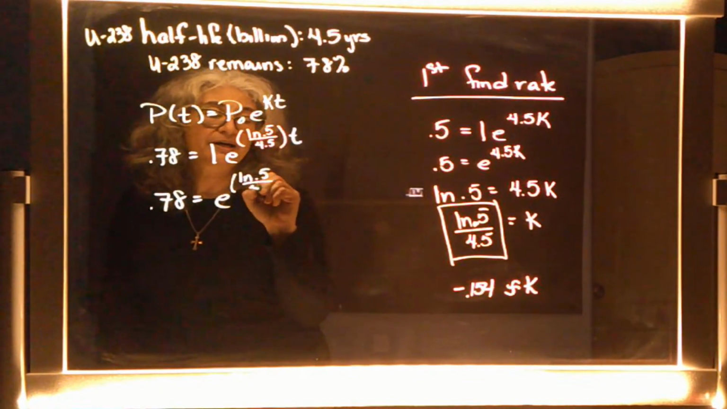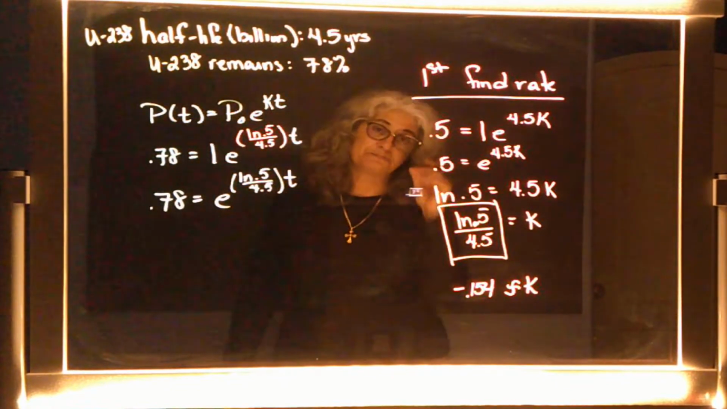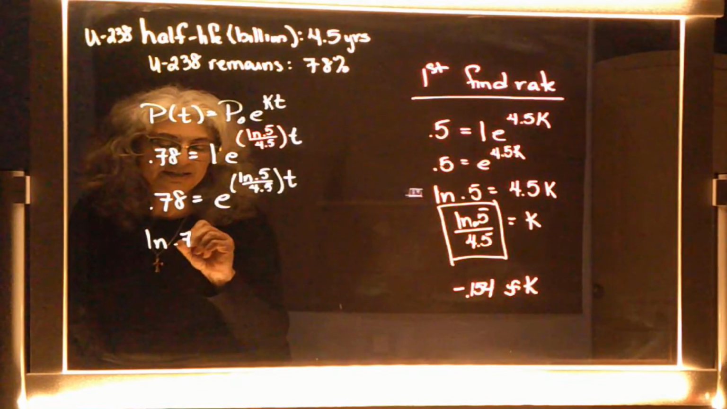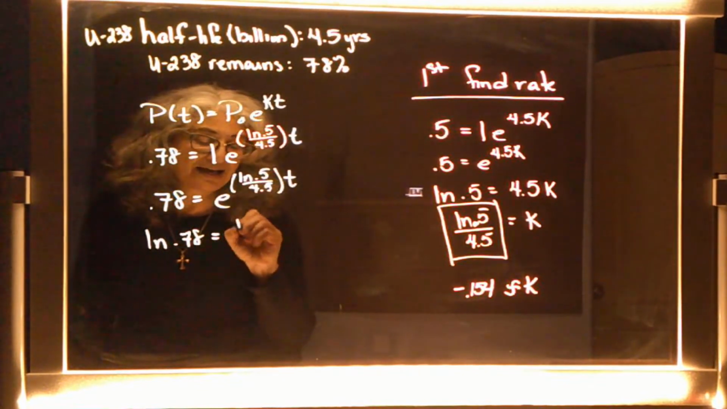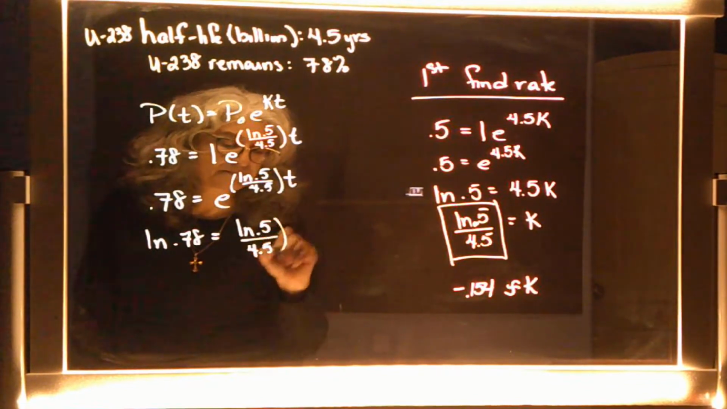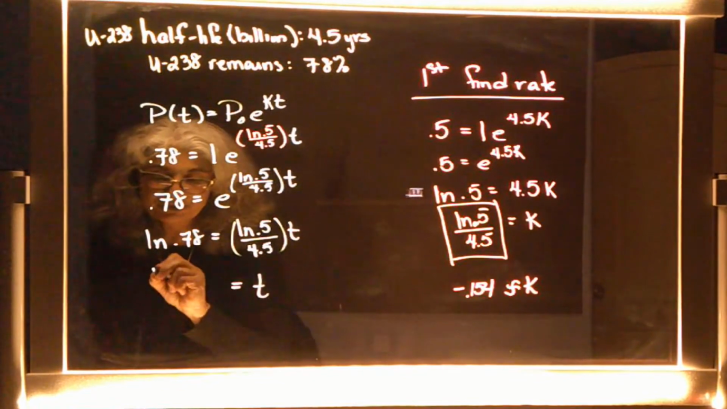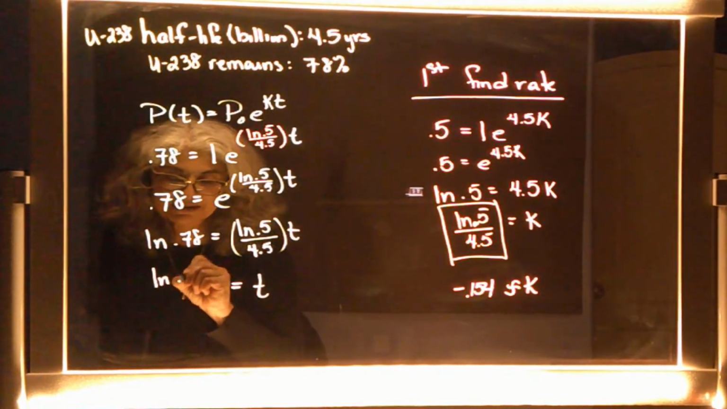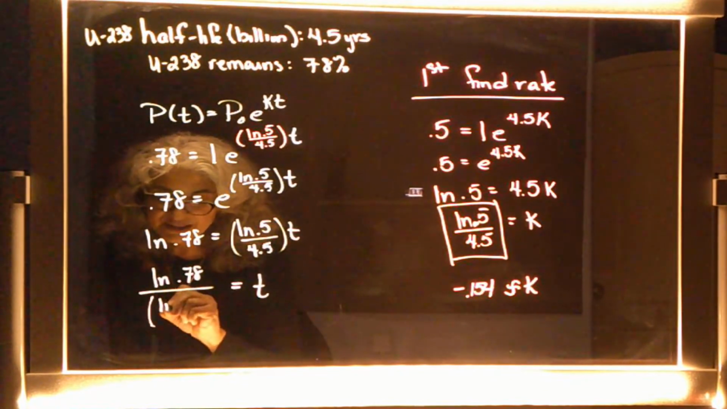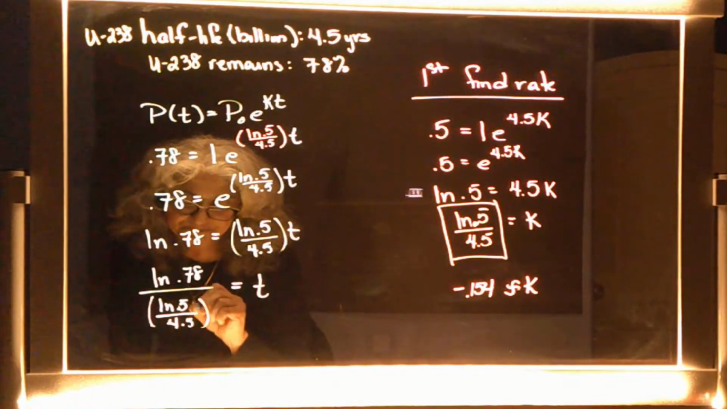Okay, so I am just multiplying by the 1. All right, how do I get rid of that e? Natural log it, just like we did over here, right? So I'm going to take the natural log of this. And yeah, I end up still with this natural log over here, multiplied by t, and to get the t by itself, you've got to divide both sides by this lovely fraction, which is the natural log of 0.5 over 4.5.